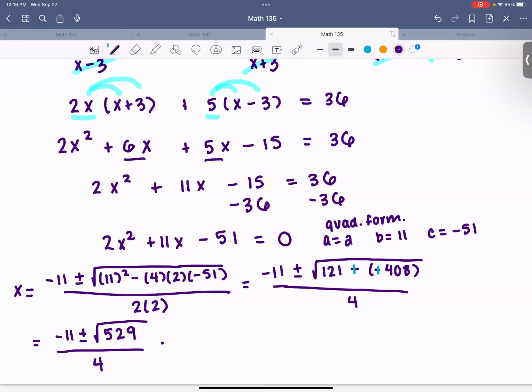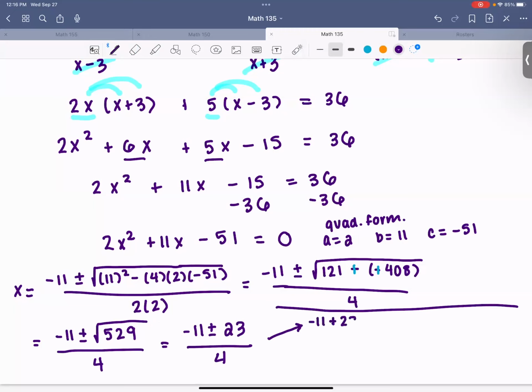Okay. What's the square root of 529? 23? Perfect. That's really nice. I actually didn't even realize that when I was doing this question in my notes. So this is as simplified as we can get right now. Why don't we find the actual numbers using the plus and the minus? We have two answers here, a plus version and a minus version. Let's do the plus version first.